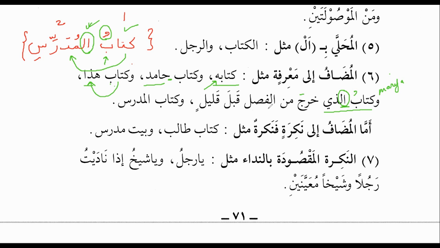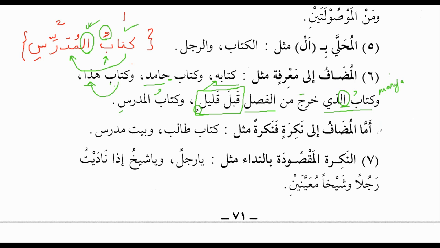Kharaja min al-fasli. So here you can see an example of lam at-tarif, proper noun, now marifa noun. Qabla qalilin. This is also an idafa with zarf. Qabla qalilin. And qalilin, knowing this is a tanween, it is a nakira. Idafa. Wa kitabul mudarrisin. So this is a marifa idafa. I gave the example here, the same example here.